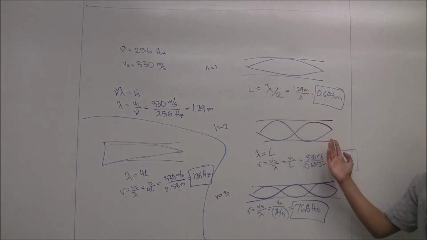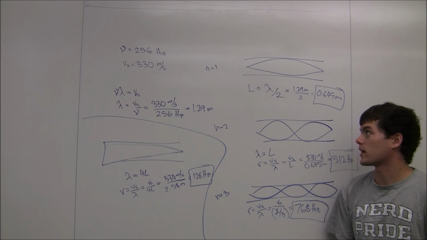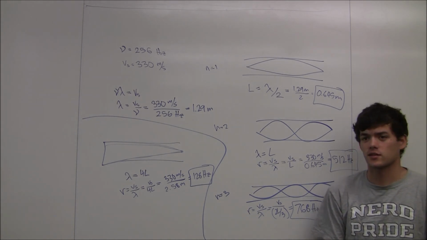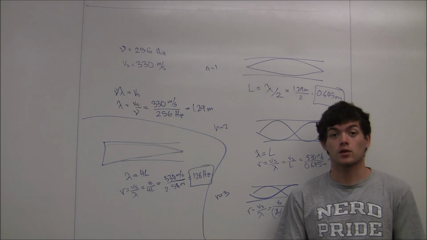And so here we have the length of the tube that will generate a fundamental frequency of 256 hertz, the frequencies of the first and second harmonics, and the frequency if we were to close one end of the tube.